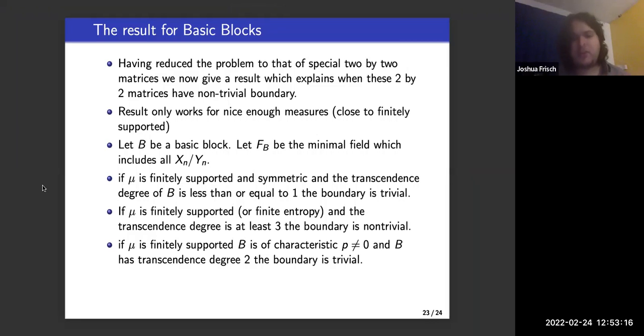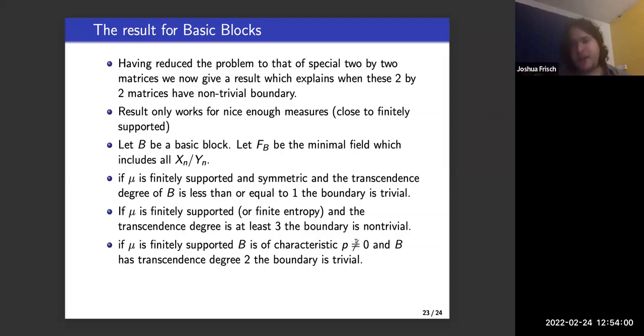There's going to be some minimal field which includes all these quotients. Well, if mu is finitely supported and symmetric, and the transcendence degree of this field is less than or equal to 1, the boundary is trivial. If mu is finitely supported, or even more generally, finite entropy, here we don't need any symmetricity assumptions, and the transcendence degree is at least 3, the boundary is non-trivial. And in the positive characteristic case, you're also trivial, but in the characteristic 0 case, it's very subtle what goes on. Sometimes you're trivial, sometimes you're non-trivial.